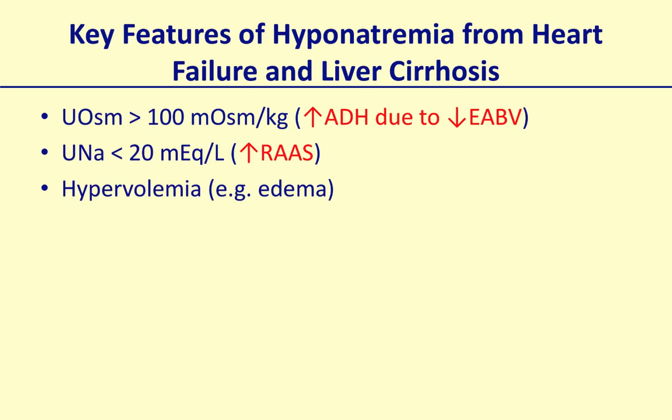So what are the key features of hyponatremia from heart failure and cirrhosis? First of all, you have decreased effective blood volume, and that's going to activate ADH, and therefore the urine osmolarity is going to be high. It's going to be greater than 100. Second, you have RAS system activation, and your kidneys are holding on to sodium, so the urine sodium will be low, right? And third, the patient's volume status. The ECF volume is expanded. The patient is hypervolemic, so you'll see edema. In heart failure patients, you see JVD, crackles in the lungs, etc. All the stuff that you already know.